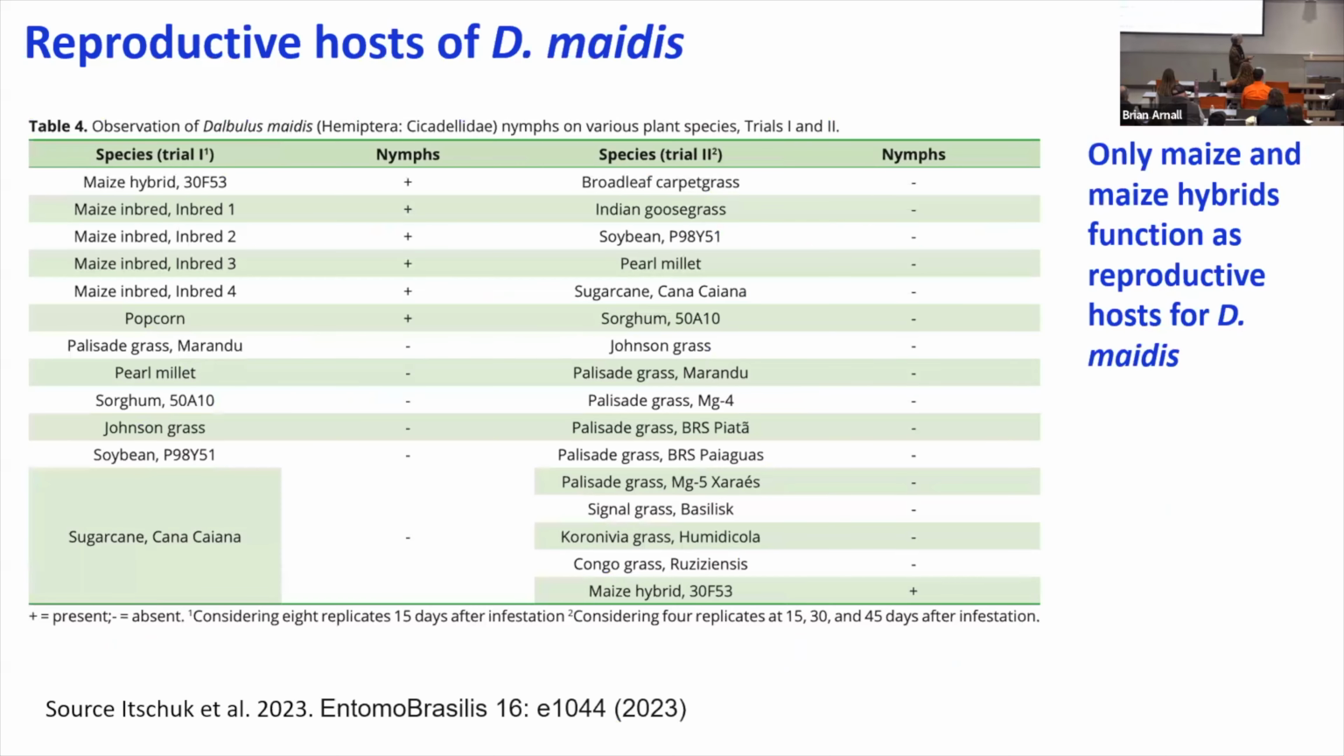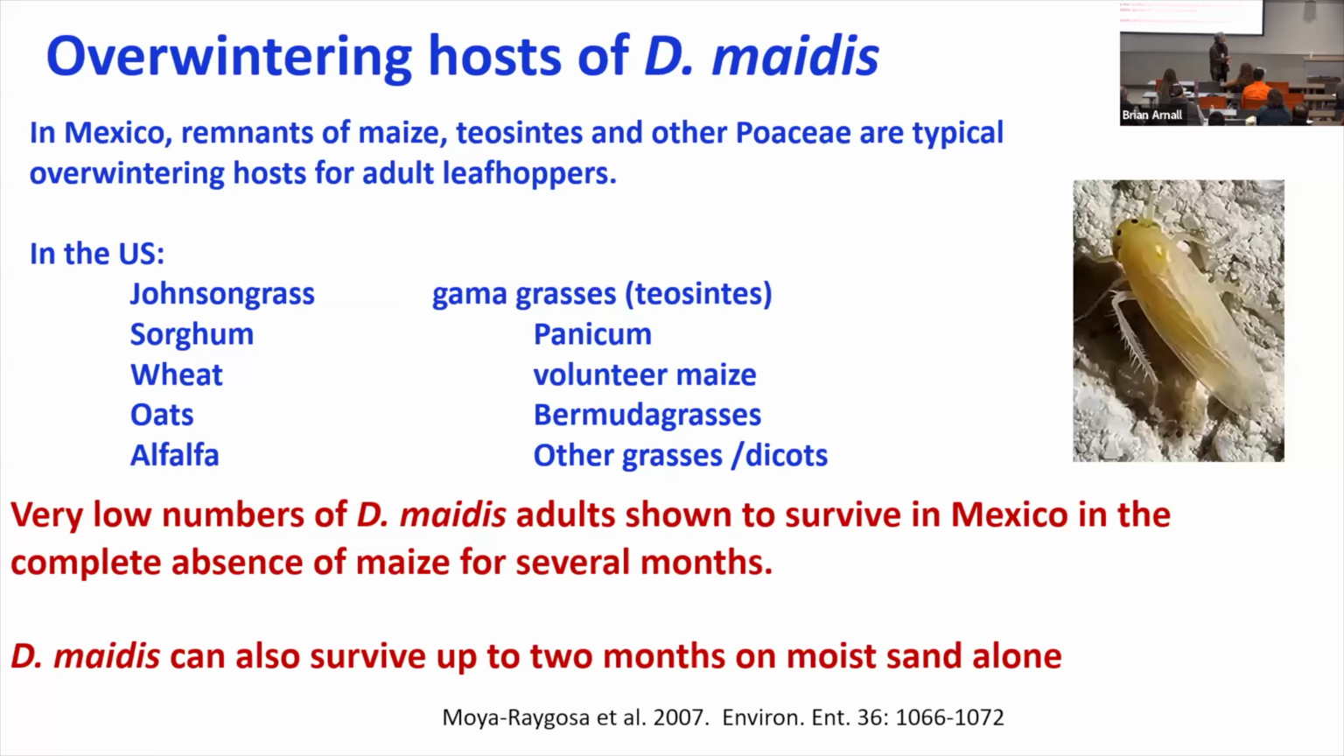All right, reproductive hosts of Dalbulus maidis. I found this nice table, and basically maize or maize relatives only. They don't reproduce on other grasses. Reproductive hosts are only maize. That's important. However, they feed or can overwinter on a number of different hosts, at least according to the literature, and some of my own work.